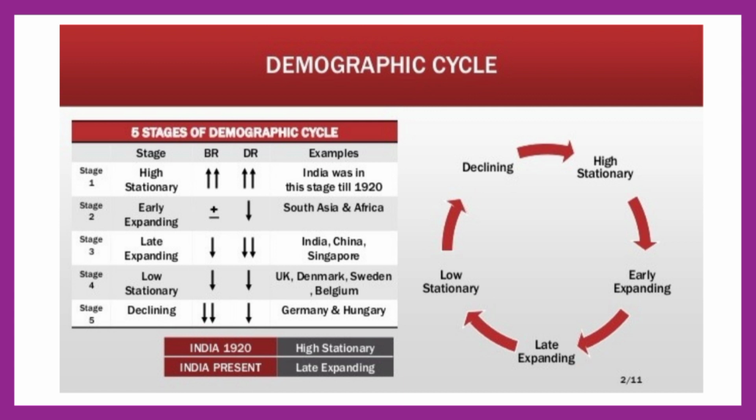Okay, expanding is increasing, stationary is constant, but as the name suggests, high and low. Here it is low and constant, in first stage it is high and constant. Second stage, it is expanding, so birth rate is constant but death rate has declined, and in late expanding, death rate has further declined and birth rate is declined but it is more than death rate. Now what happens in fifth stage? It is birth rate has declined so that it is very less than death rate also. It is exactly opposite of that of the third stage. So these are the 5 stages of the demographic cycle.